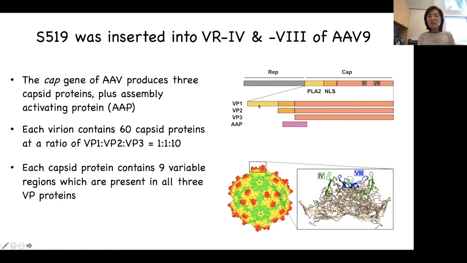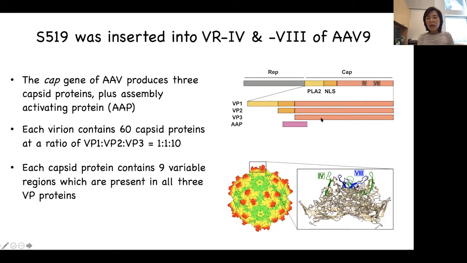I said that this cap gene expresses 3 different viral proteins, VP1 to 3, from the same frame. All 3 of them share the C-terminal two-thirds of the protein. VP1 has a phospholipase A2 and a nuclear localization signal. VP2 has a nuclear localization signal, but all of them have the same C-terminal two-thirds, and the C-terminal part is the part exposed to the outside. The phospholipase A2 and nuclear localization signal are tucked inside the virus.